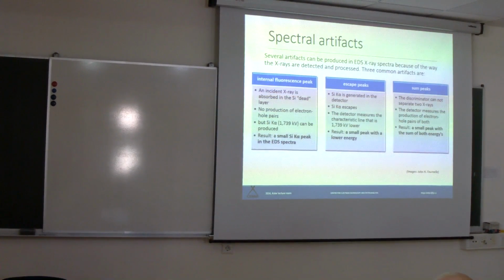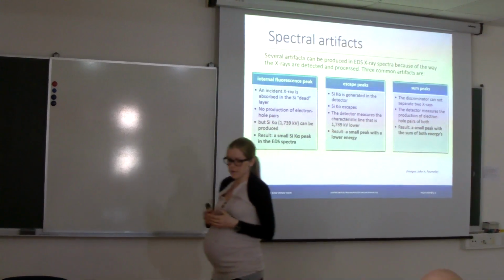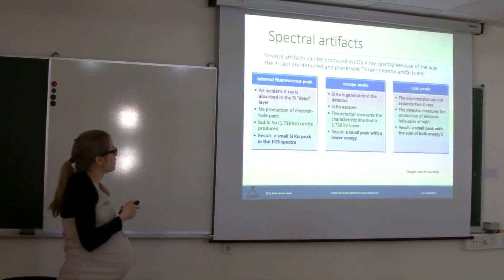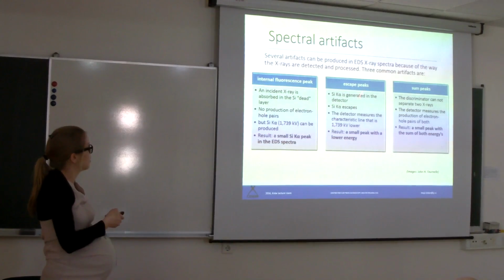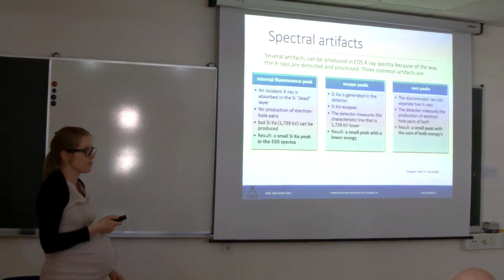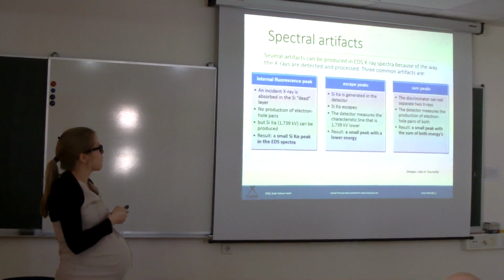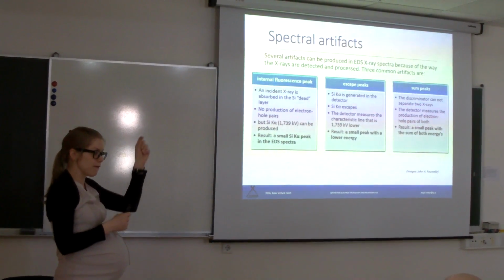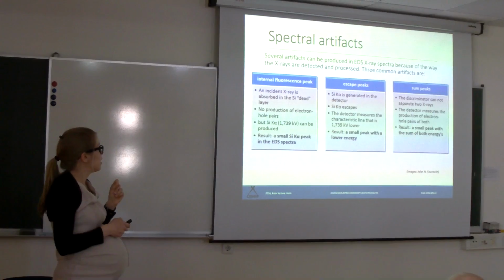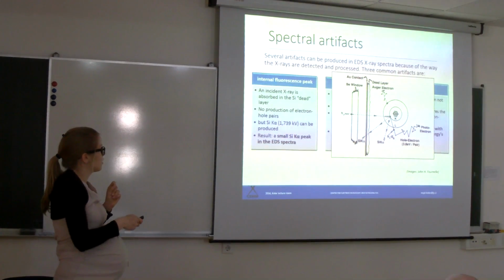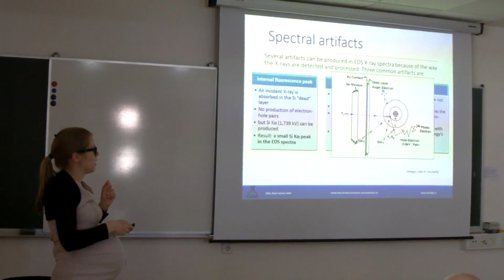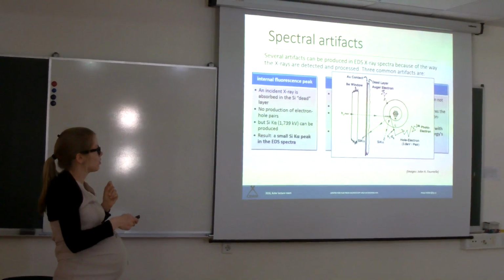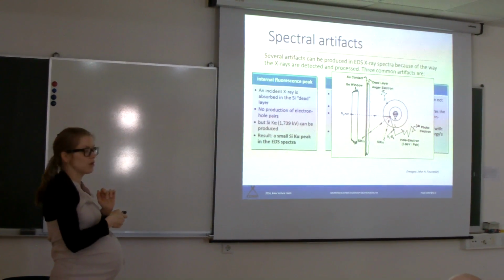Okay, artifacts that can happen are of 3 main types: internal fluorescence peaks, escape peaks, and sum peaks. In an internal fluorescence peak, the X-ray is absorbed in the first silicon dead layer, and in this first layer it won't produce any hole pairs.